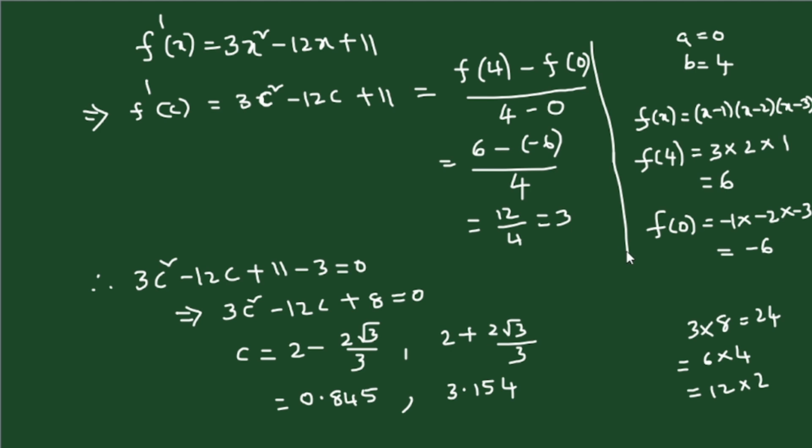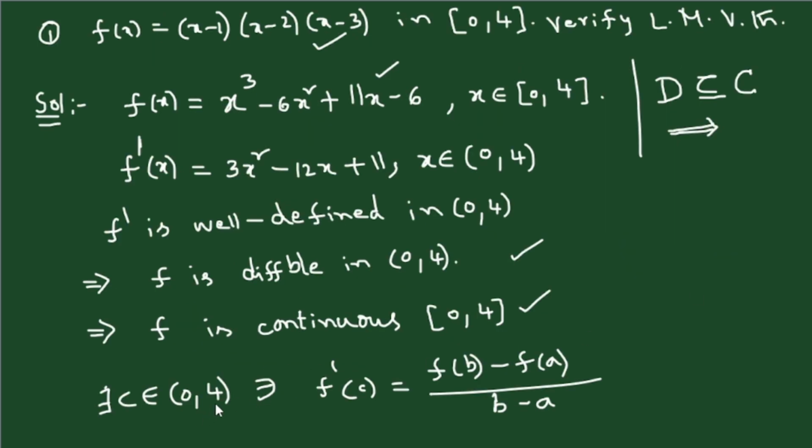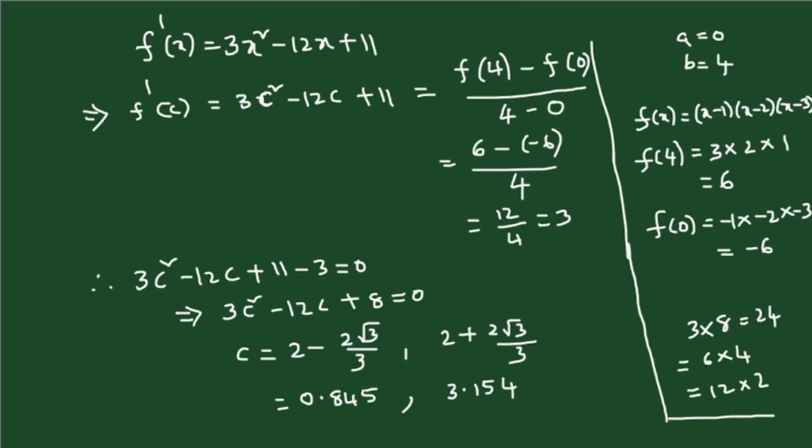3.154. And according to Lagrange's theorem, we should be able to find the c in between 0 and 4, right? In between 0 and 4. And here we got two values, 0.845 and 3.154. Both belong to the open interval (0, 4). So mission succeeds. Therefore, Lagrange's mean value theorem is verified. It is verified to be true.